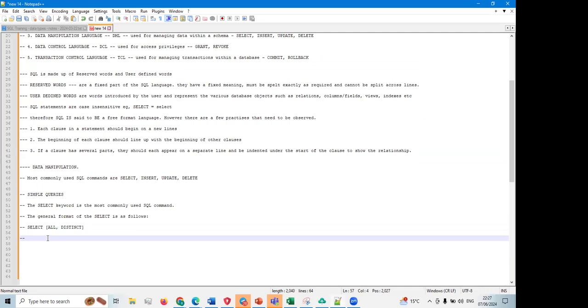Now, where are you selecting these things from? So the next word is from. At this stage you need to specify the table name that you are selecting from.